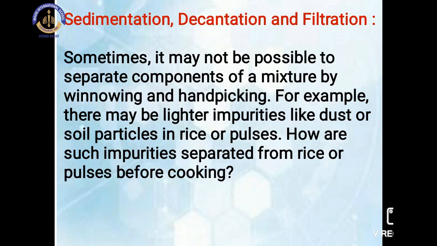But if a mixture has a component of very small size particles like dust and rice, if we have a mixture of dust and rice, we are not able to separate both components by the processes of sieving, threshing, hand picking or winnowing. So we have to separate both components by another method. Which method do we have to apply here?